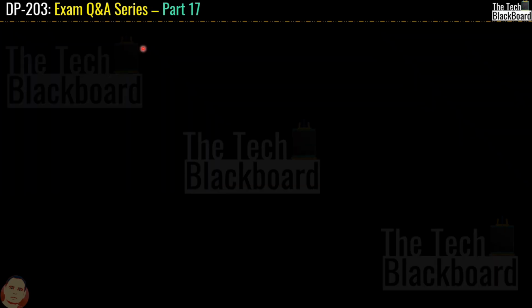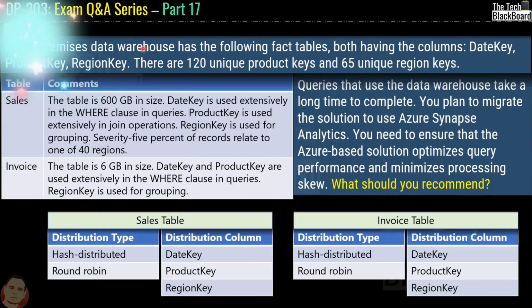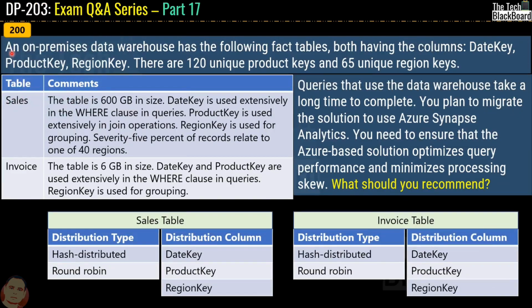Now let's move ahead to question number 200, which is a very interesting question. The question says that an on-premises data warehouse has the following fact table. You can see that we have two fact tables here, both having columns date key, product key and region key. There are 120 unique product keys and 65 unique region keys. Here you can see that we are given details of two fact tables.